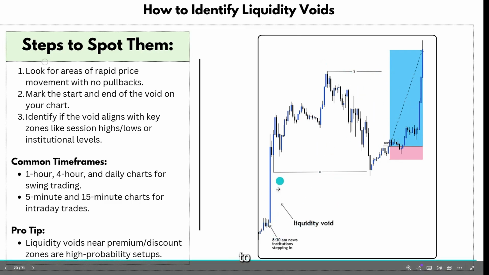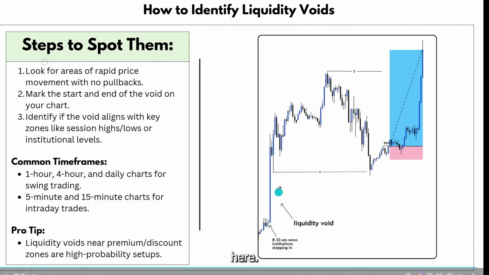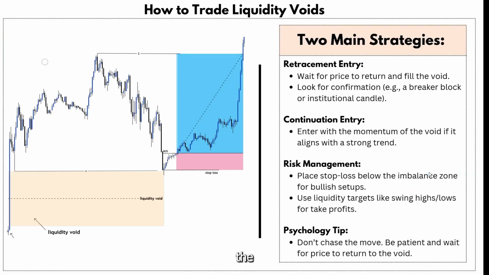We have to wait for price to show us this impulsive move right here. This impulsive move with no pullbacks or consolidations, this right here sets it up perfectly for price now to come back to mitigate this area to then extend higher right here. Now let's get into how to trade the liquidity void.